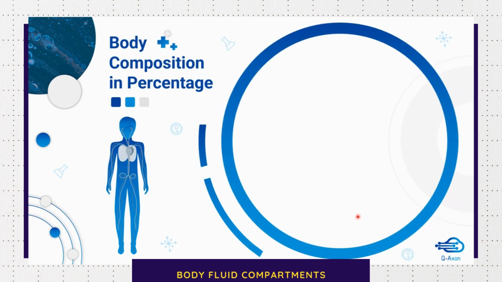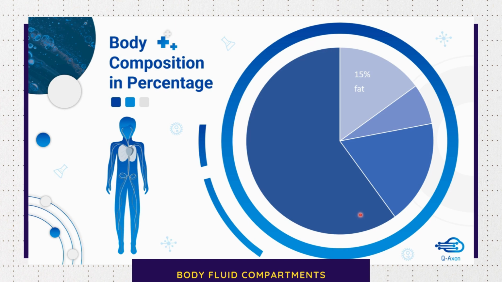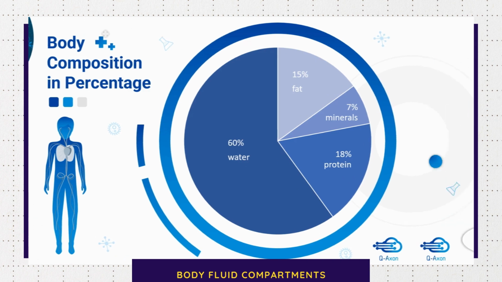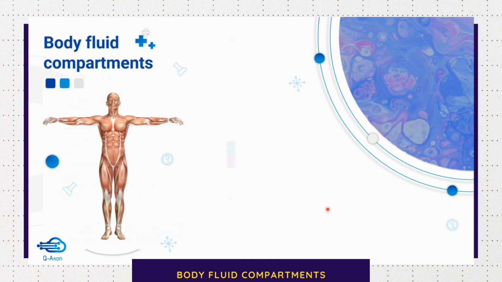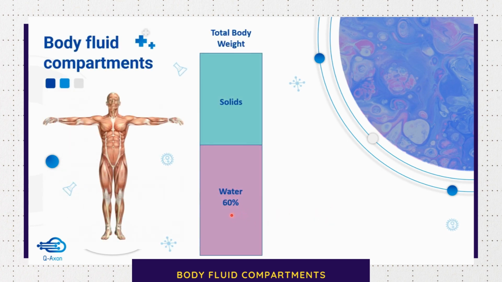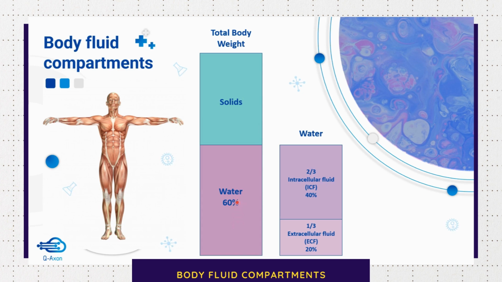Now if we see the body composition in percentage, then 15% of our body composition is fat, 7% is minerals, and 18% is protein. And the rest, that is around 60%, is water. Basically 45 to 65% of body weight is water. So 60% of our body weight is water and the rest 40% is solids. And where is this water present? Inside the cells, which we call intracellular fluid, and outside the cells, which we call extracellular fluid.